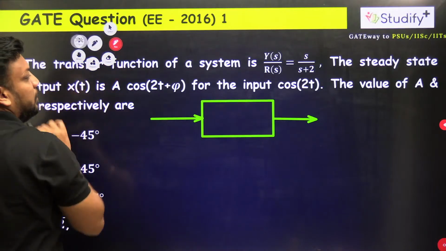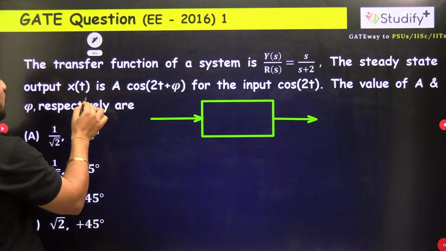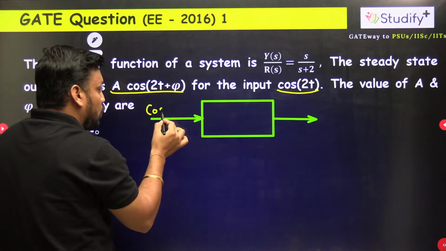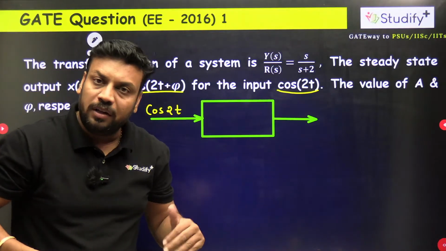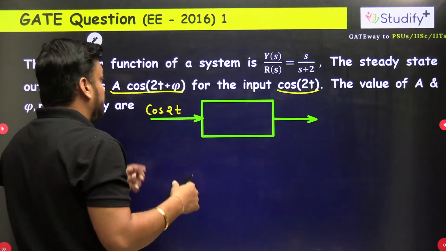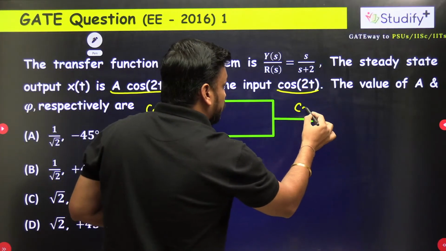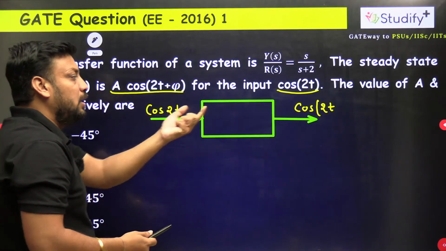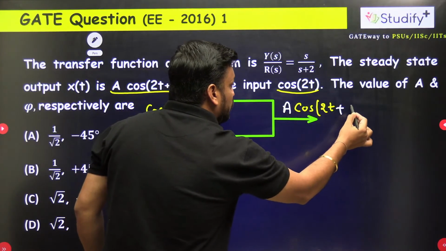Now tell me guys, what is the input signal? Examiner is saying that the steady state output of x(t) is this for input cos 2t. It means input is nothing but cos of 2t. Whenever we say sinusoidal input, it means sin t is also a sinusoidal input and cos t also is a sinusoidal input. So this is cos 2t. According to our concept, whenever any sinusoidal input is applied to a system, the output must be sinusoidal but having different magnitude and phase. And the examiner has written the same.